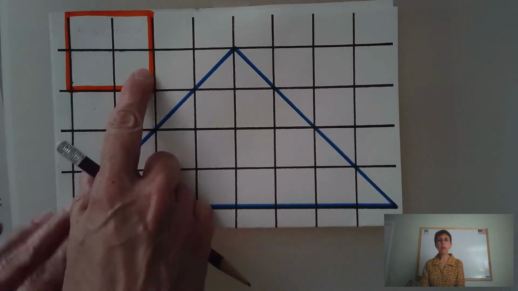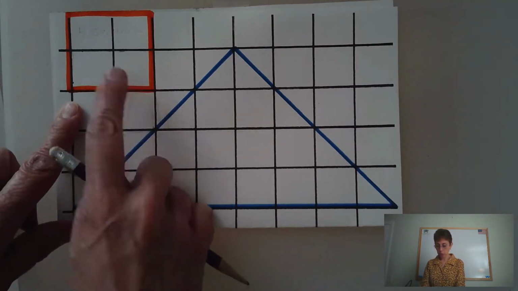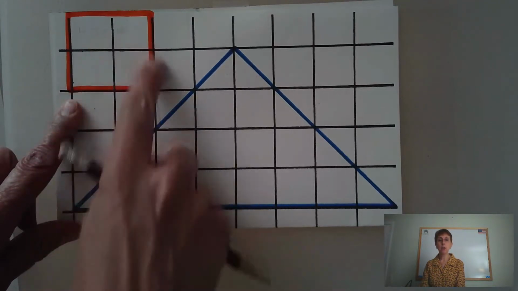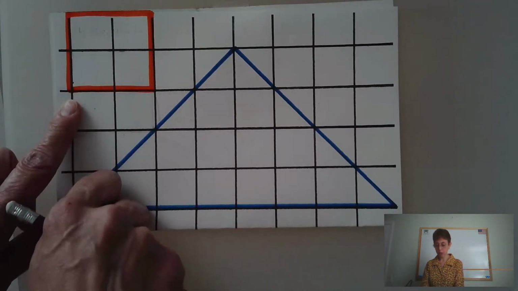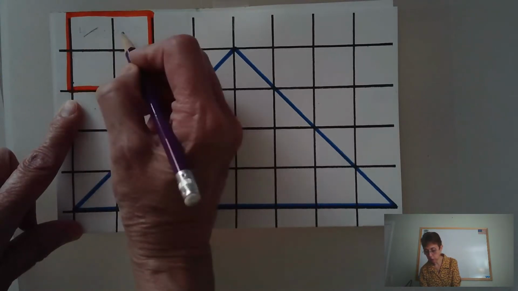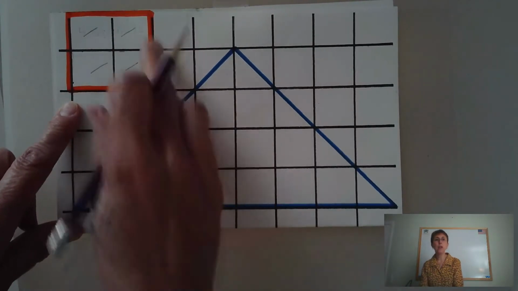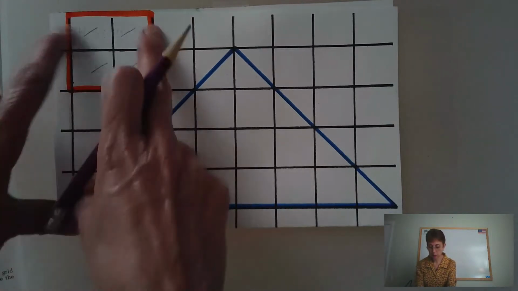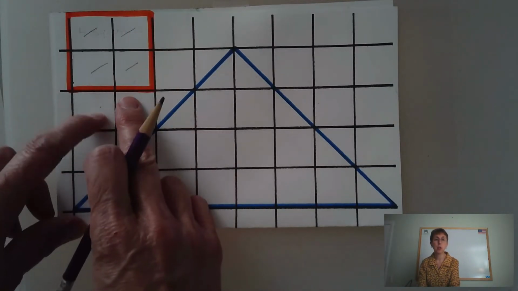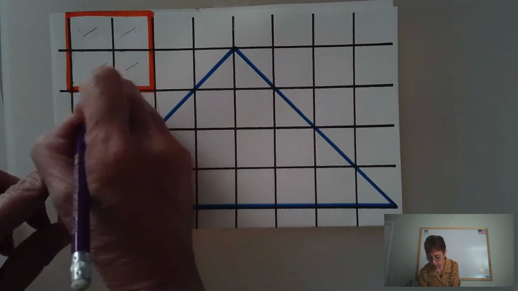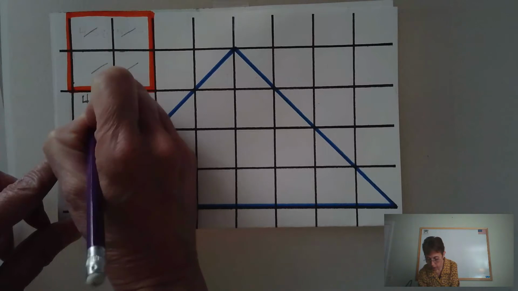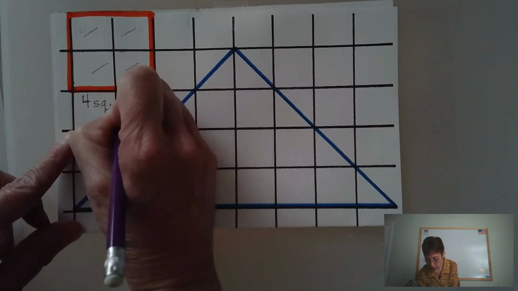If we wanted to figure out the area of this square, we would look at the number of square units that covers the surface of this figure. In this case, you would see you have 1, 2, 3, 4. There are 4 squares that cover the surface of this larger square. So we would say that the area of this large square is 4 square units.